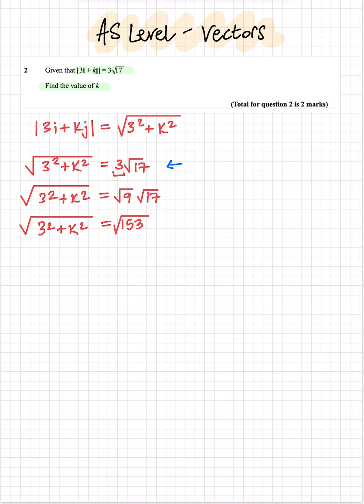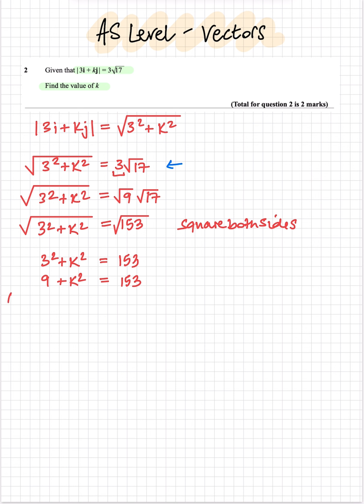So the first thing I'm going to do is I'm going to square both sides, because that will eliminate those square roots. So when I square the left-hand side, I get 3 squared plus k squared. When I square the right-hand side, I get 153. So 3 squared is 9, so 9 plus k squared is 153.